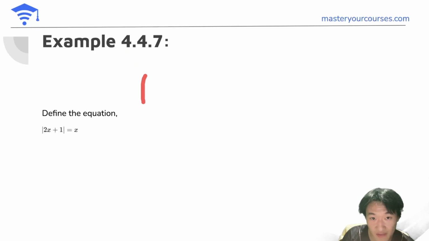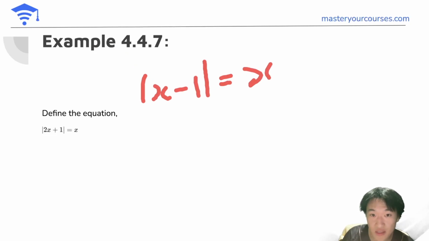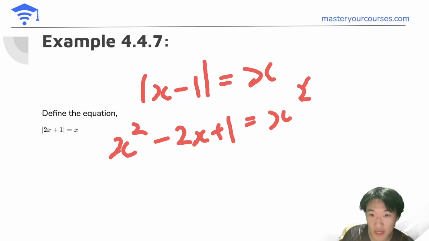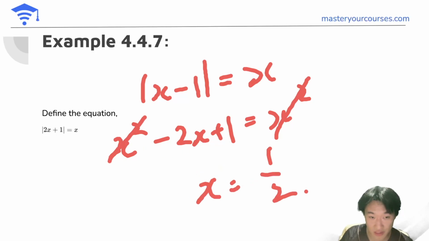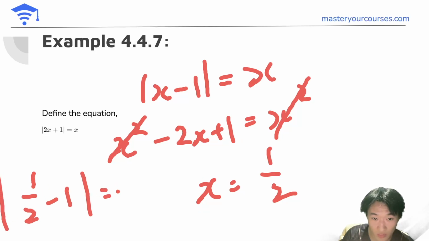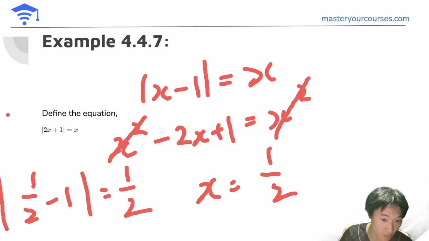What if, in the other case, we have |x - 1| = x? We do the same thing, right? x squared, this is going to be minus 2x + 1 = x squared. Well, we cancel out the x squared as we did previously, and you get x = 1/2. Does this work? This does indeed work, because when we put 1/2 into this equation, we get |1/2 - 1| = 1/2. Does this make sense? Well, it does, because 1/2 minus 1 is -1/2, but under the absolute value, that is just 1/2, and 1/2 is equal to 1/2. And that's how you know your answer is correct.